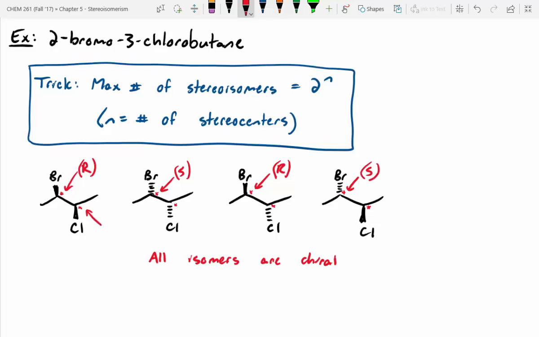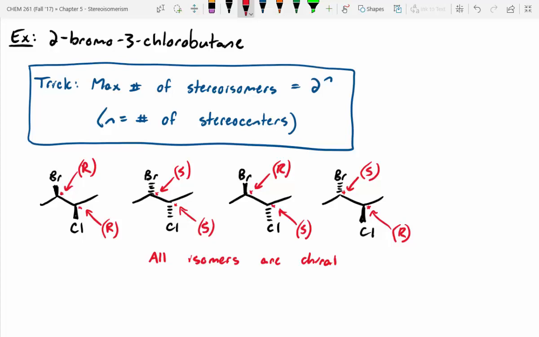All right, let's do the same thing with chlorine. Is that chlorine going to be an R or an S? That was R. So anytime that chlorine's a wedge, as we have it drawn, it'll be an R, which means these middle two must be S's, right? Now we've got them all labeled: one that's RR, one that's SS, one that's RS, and one that's SR. So these are all unique stereoisomers.